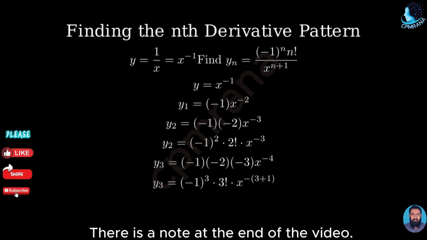Do you see the pattern forming? Let's highlight what's happening. First, the power of negative 1 increases with each derivative. Second, we're getting the factorial of the derivative number. And third, the power of x is becoming more negative by 1 each time.